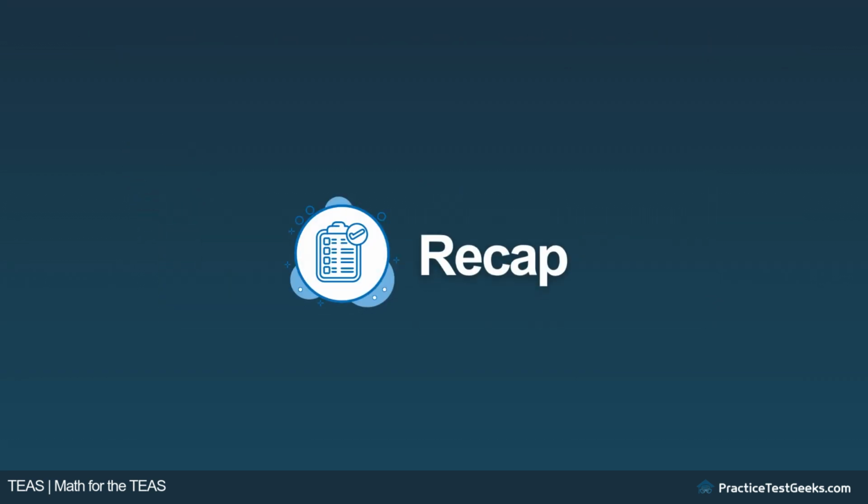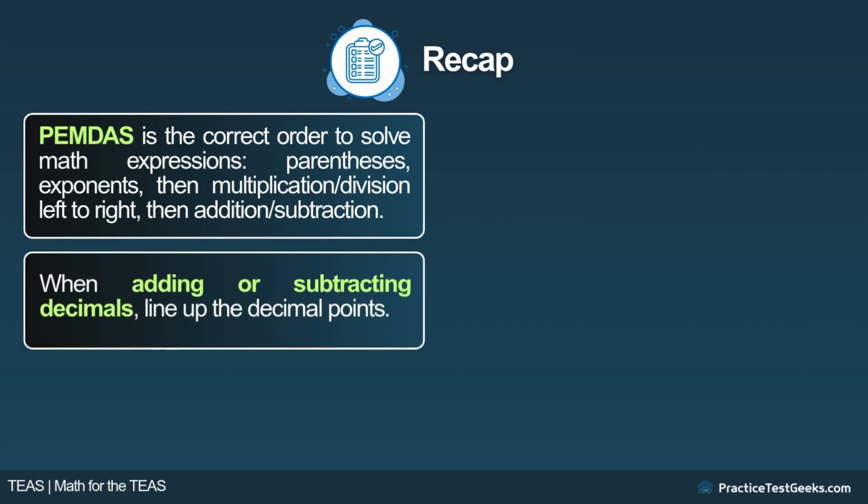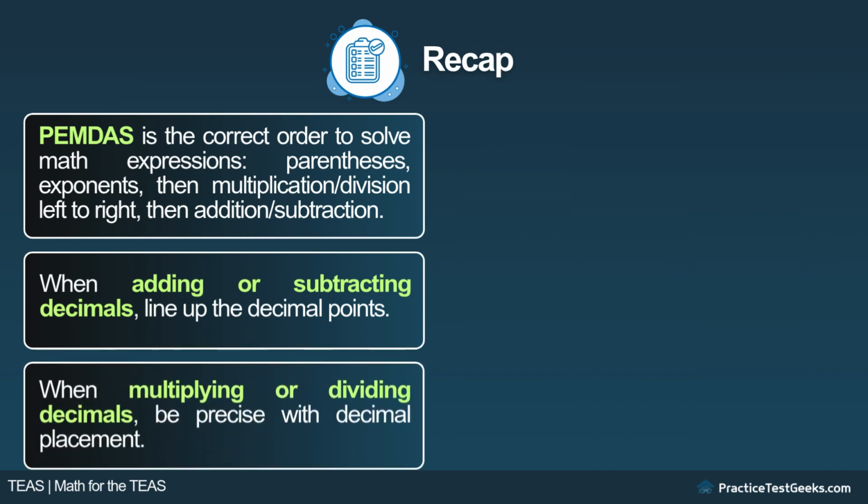Let's quickly review what you need to lock in from this lesson. First, PEMDAS is the correct order to solve math expressions: parentheses, exponents, then multiplication or division left to right, then addition and subtraction. Next, when adding or subtracting decimals, line up the decimal points. Then, when multiplying or dividing decimals, be precise with decimal placement.